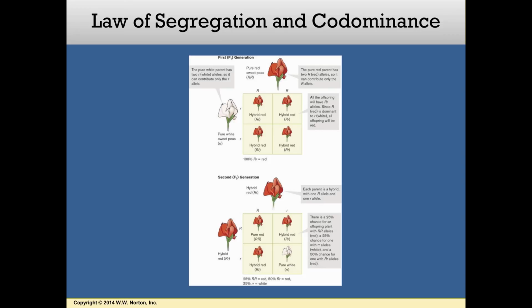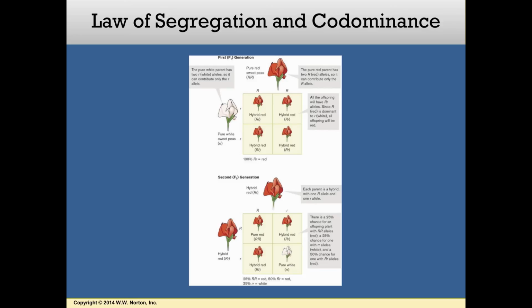If the resulting flowers are all red, then the red allele is said to be dominant over the white allele. But what if the flowers are all pink? This can happen. It means that these two alleles are both expressed, neither is dominant over the other, and they are said to be co-dominant.